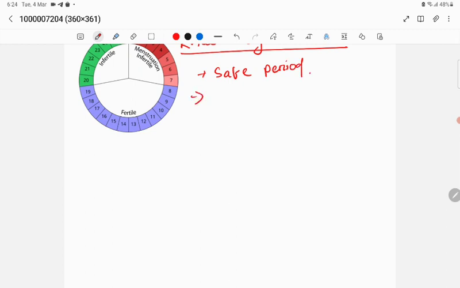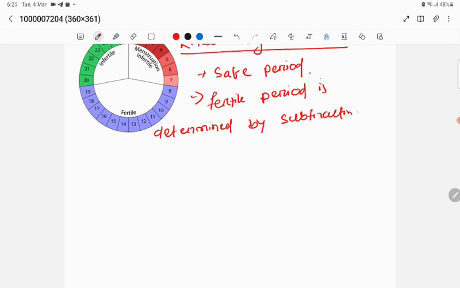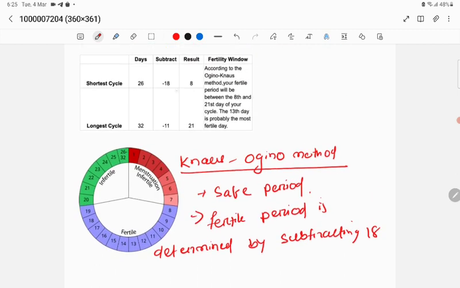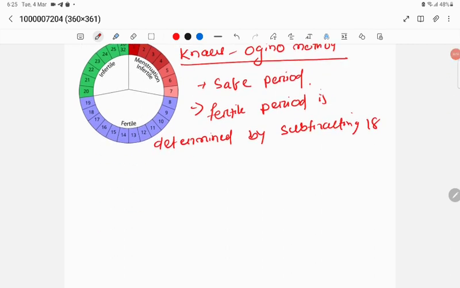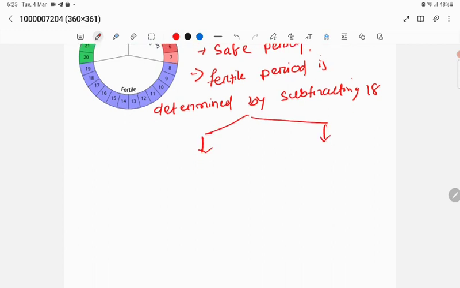As for this Ogino-Knaus method, the fertile period is determined by subtracting 18 days. It is a simple algorithm, very, very important.